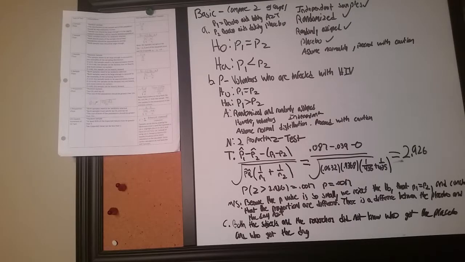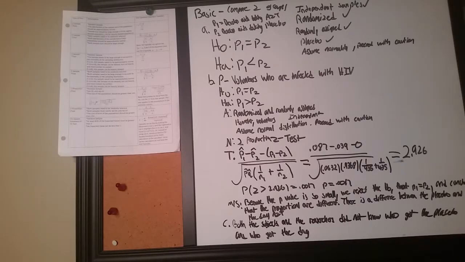This is the basic problem, and after watching this video, you will learn how to perform and analyze a two proportion z-test. This problem asks us to compare two samples of HIV patients, ones that are given a drug, AZT, and ones that are just given a placebo.